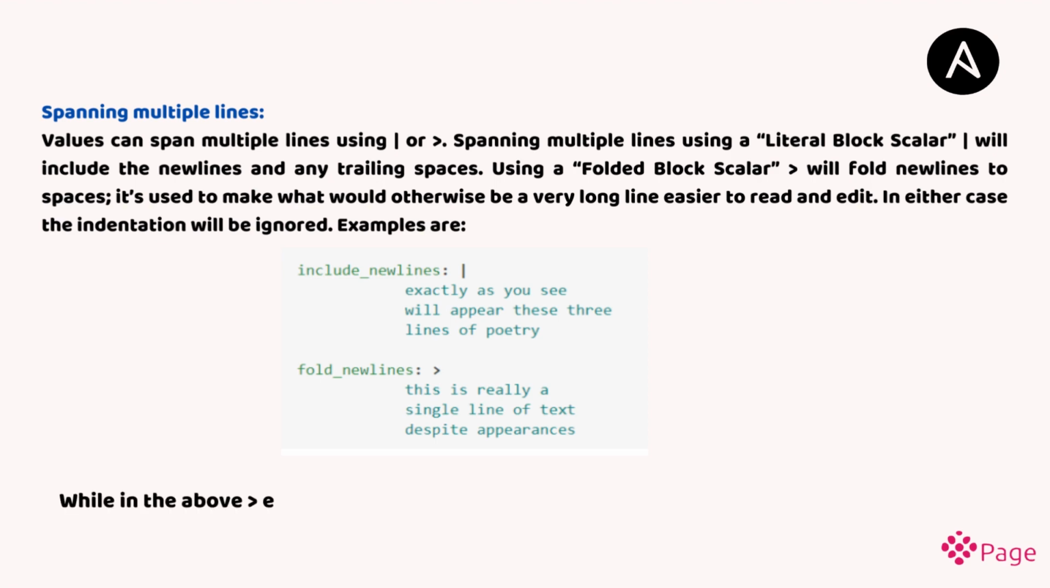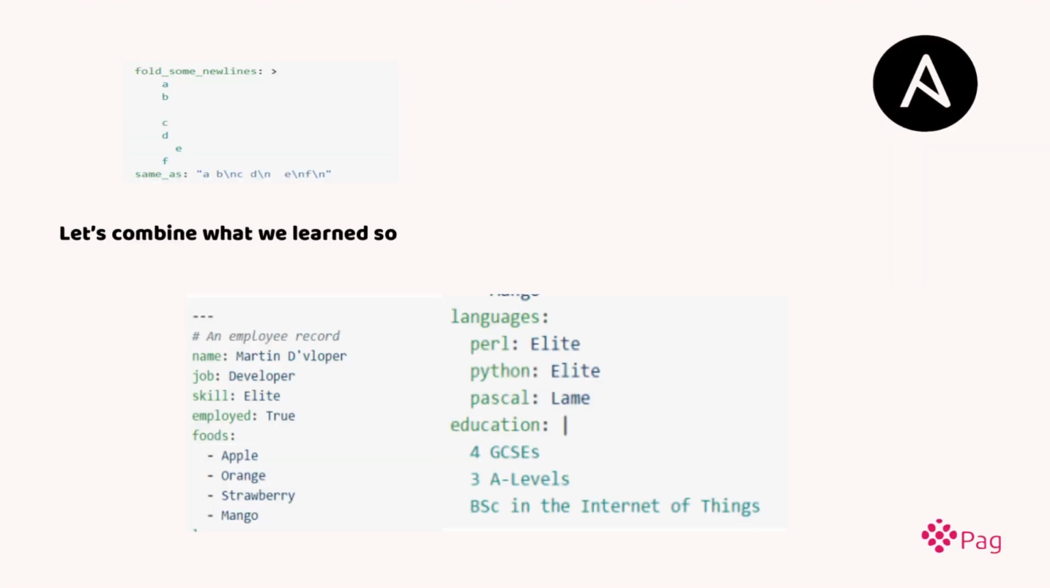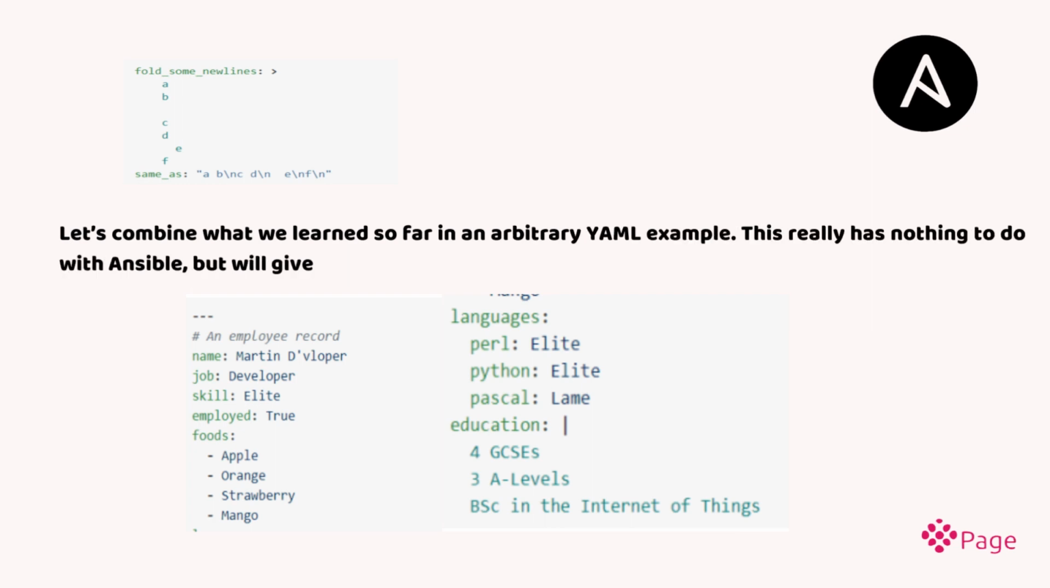Examples are, while in the above greater than example all new lines are folded into spaces, there are two ways to enforce a new line to be kept. Let's combine what we learned so far in an arbitrary YAML example. This really has nothing to do with Ansible, but will give you a feel for the format.